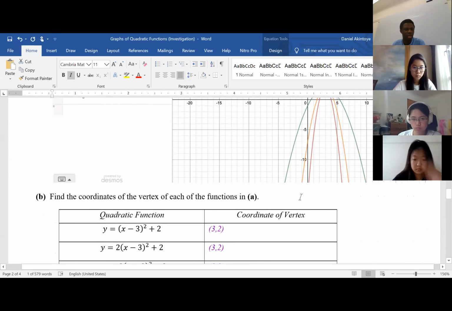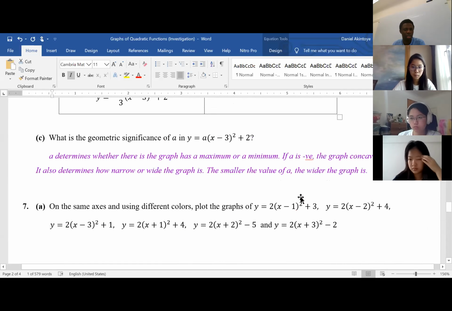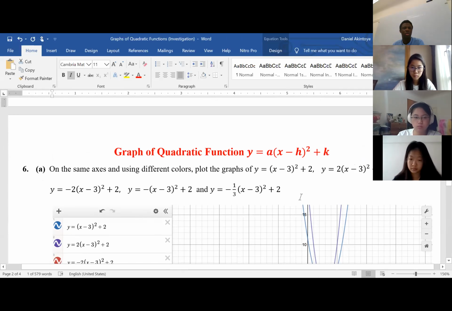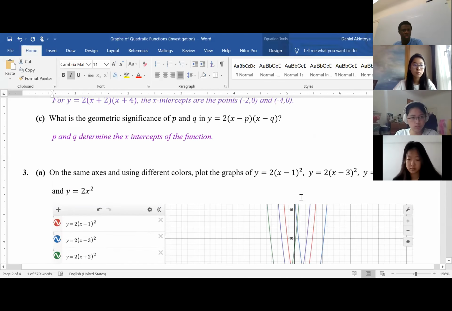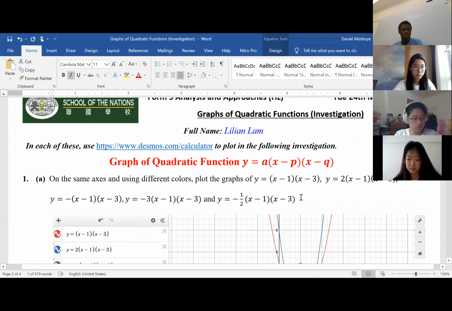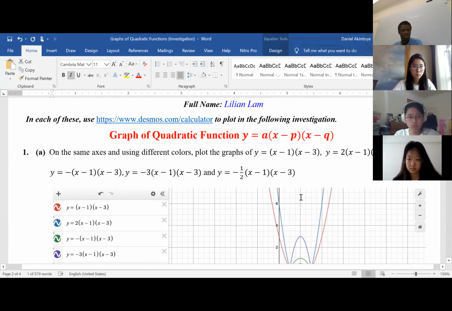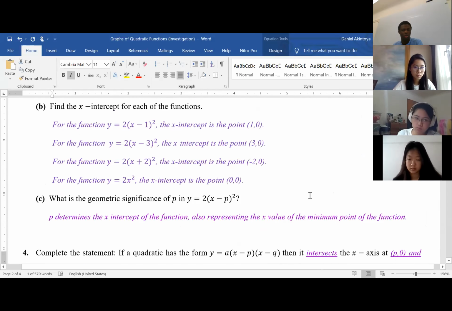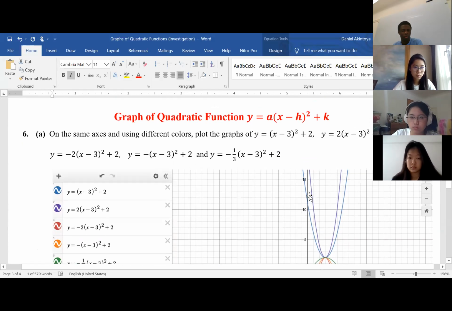So the last, I believe this is the last. Yeah, that's the last, the second aspect. There are two aspects. The previous one is when you have your quadratic in factorized form. You can see for questions 1, 2, and 3, it's in factorized form. The other one is not in factorized form.